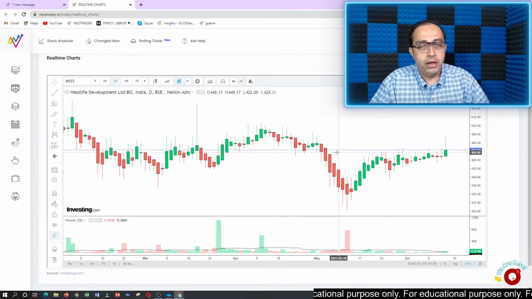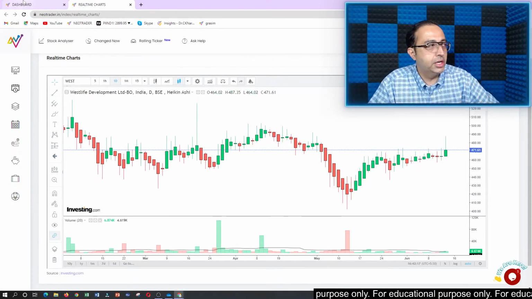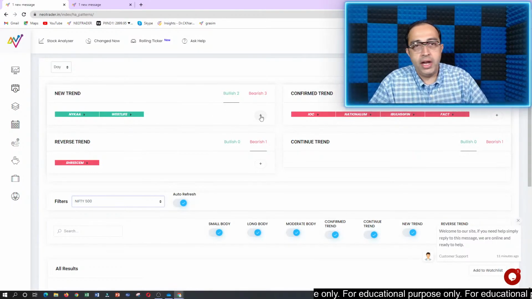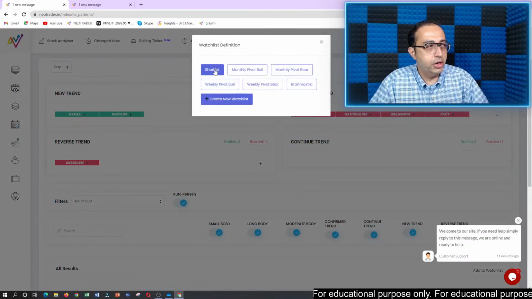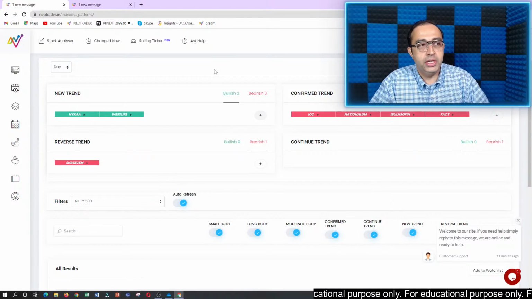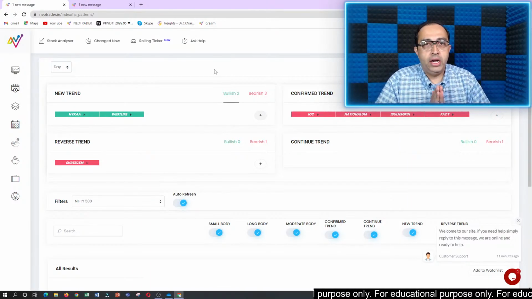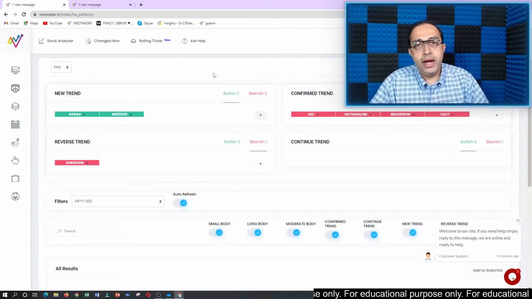So this way, there are some candidates who are available. New trend है, तो इसे भी जोड़ देंगे into our shortlist candidates, and you can see here that the stocks have got added to your watch list. So now they have been added to your watch list.